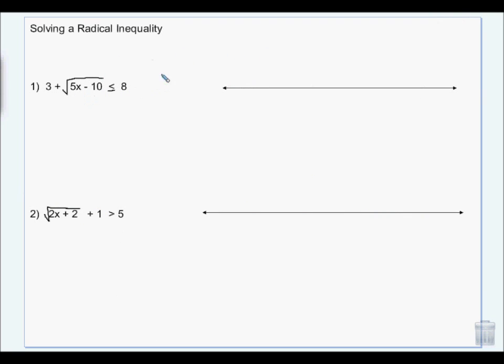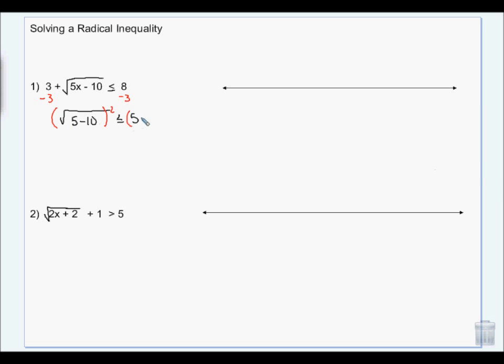All right, next we have radical inequalities. We're going to solve this, but instead of being equal, it's less than or equal to. But it's the same basic process. I'm going to subtract 3 from both sides. And I get the square root of 5x minus 10 is less than or equal to 5.